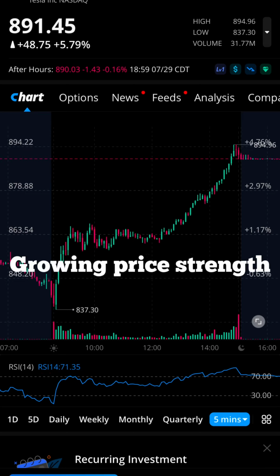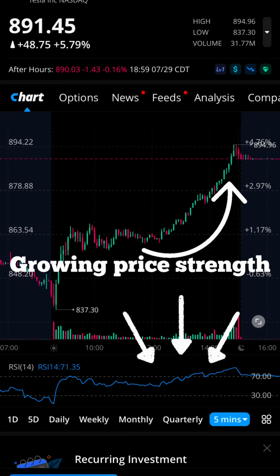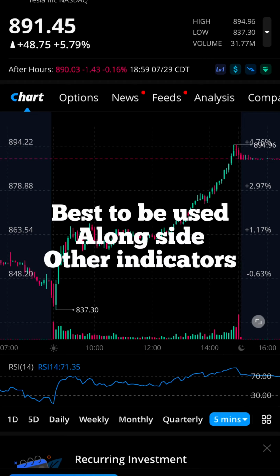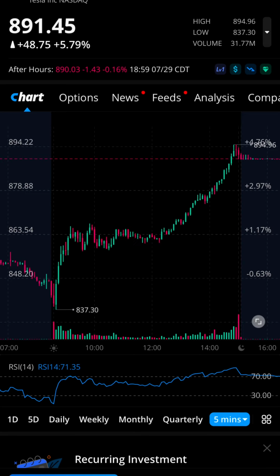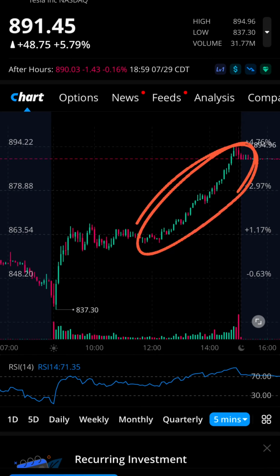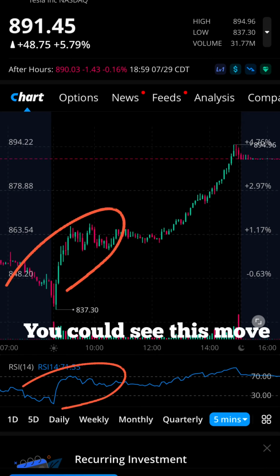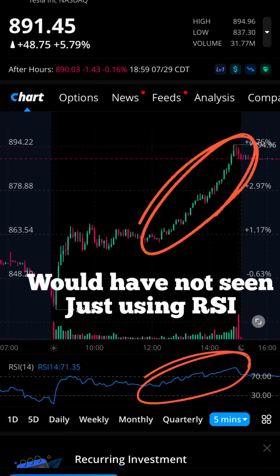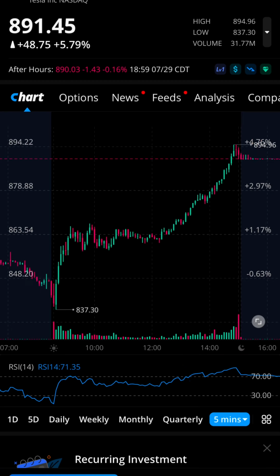marker on the RSI. But while there's still growing price strength, the RSI pretty much stays above fair value and in the overbought area. So alone, this indicator could possibly get you in a little bit of trouble, and you wouldn't see all of the moves that you can make. Because as you can see, the biggest run up is this second area right here. The first move you would have been able to see and make, but the second move you would have never seen if you were relying solely on the RSI.